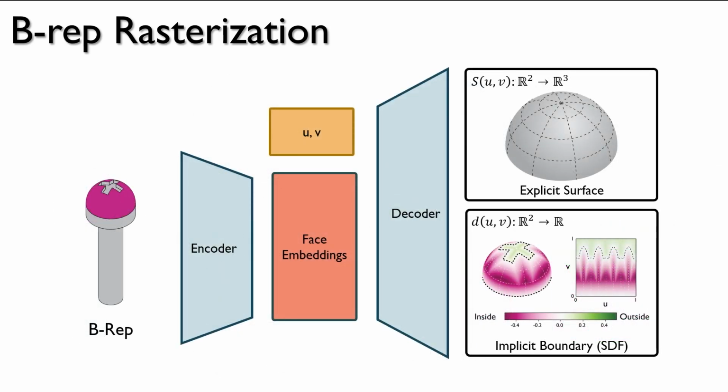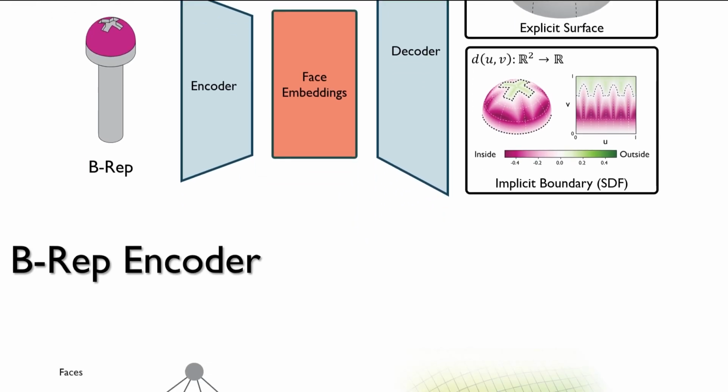We train a neural network that, given a latent encoding of a BREP face and surface coordinate inputs uv, jointly decodes the position of those coordinates in R3 and the signed distance on the surface to the face boundaries in R. These latent codes are computed with a graph neural network encoder.